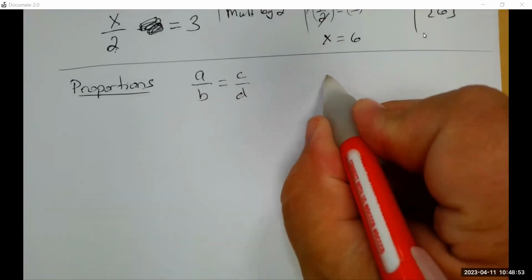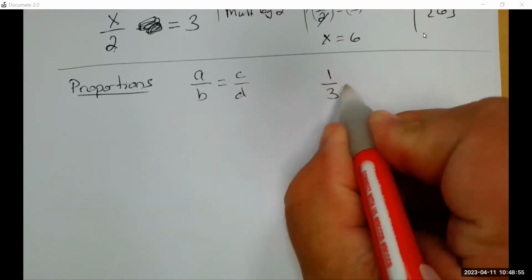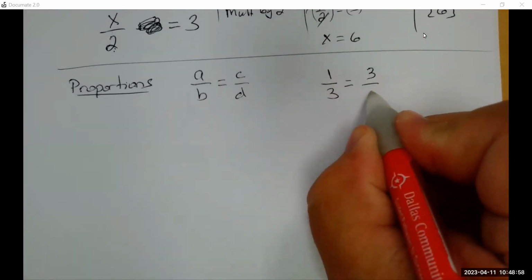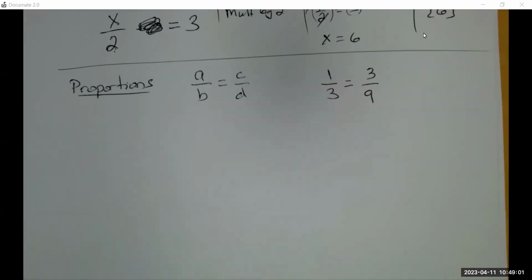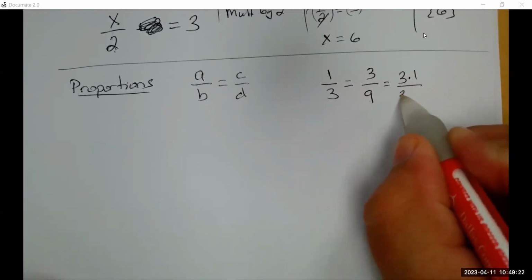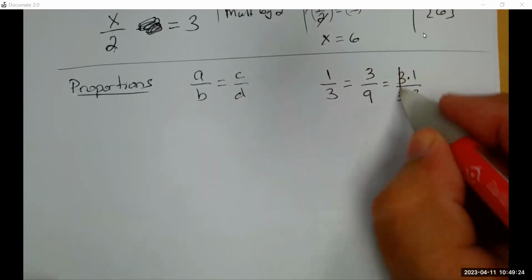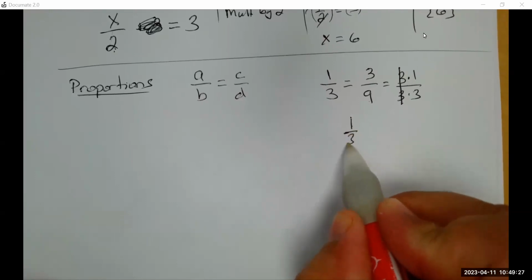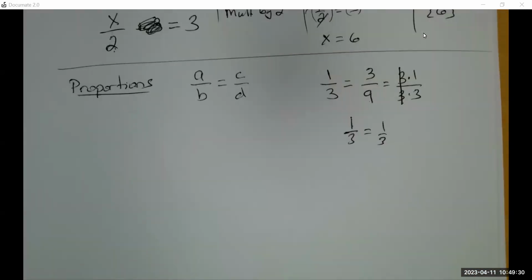For example, one over 3 is equal to 3 over 9. True? Why? Very good. Because 3 over 9 is 3 times 1, 9 is 3 times 3. We can cancel the 3's. So 1/3 equals 1/3. They just look different. So that's what a proportion is.